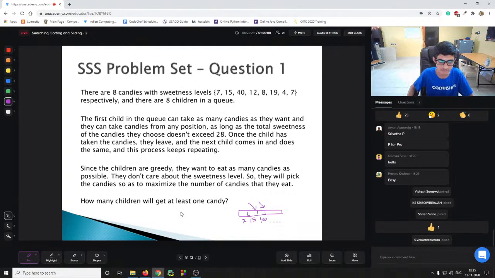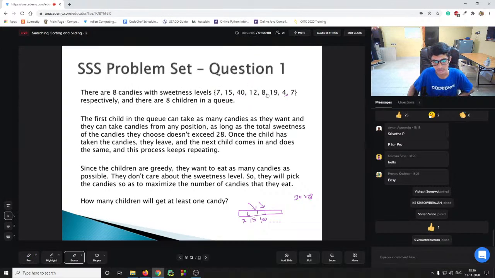Eating a candy will add that sweetness level to the total sweetness level. The total sweetness level the child ate cannot exceed 28. For example, the first child can't eat 15, 7, 8 and 4 because the total will be greater than 28. 4 plus 8 is 12, 12 plus 15 is 27, 27 plus 7 is equal to 34. So this 34 is greater than 28. He can't eat these candies in this order at least.